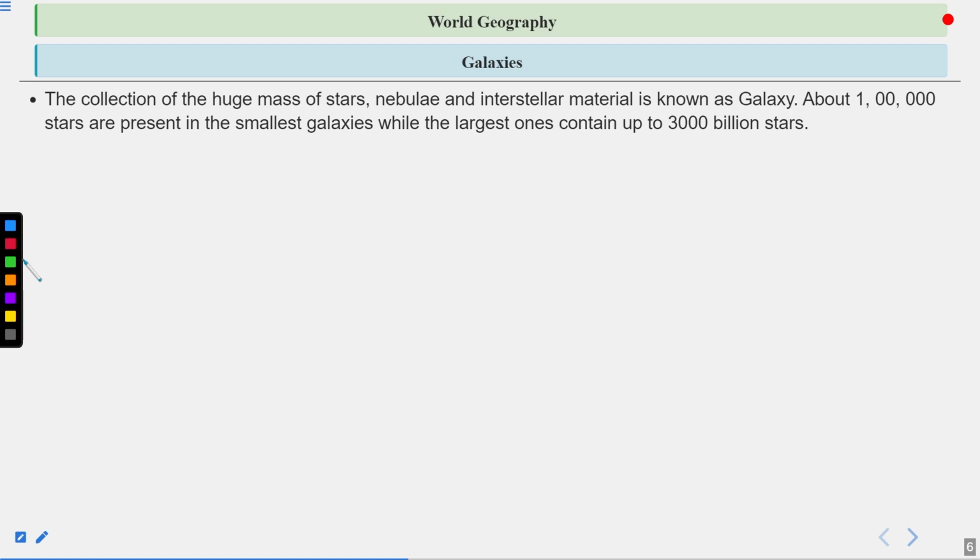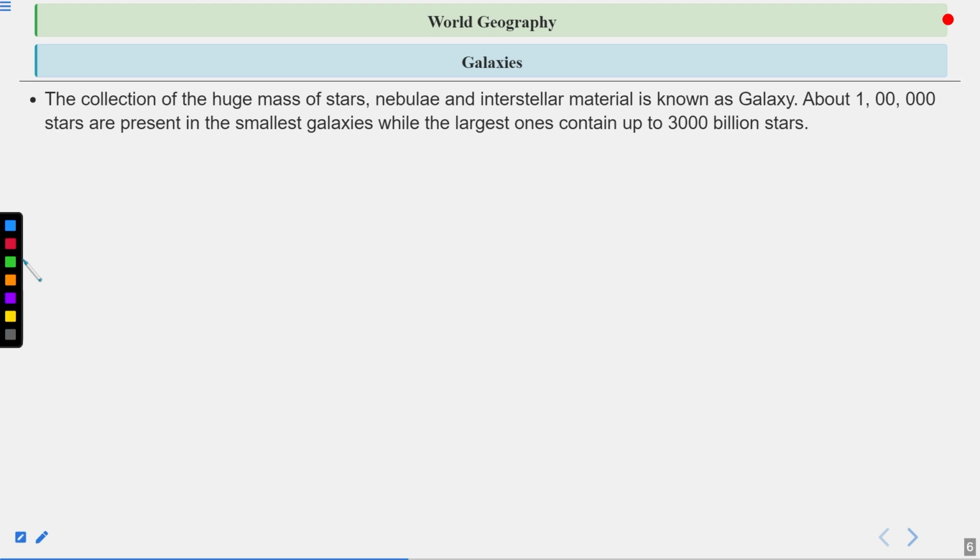The collection of the huge mass of stars, nebula, and interstellar material is known as a galaxy. So now we are learning about the galaxies. Galaxies are the collection of stars, nebula, and interstellar material. About 1 lakh stars are present in the smallest galaxies, while the largest one contains up to 3000 billion stars. So that is the difference between the smallest and the largest one.